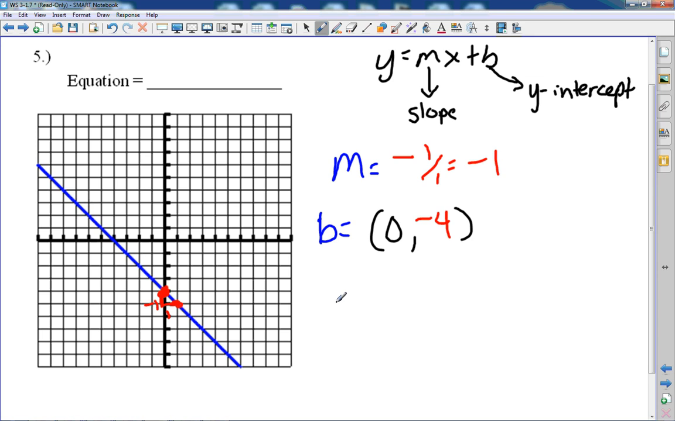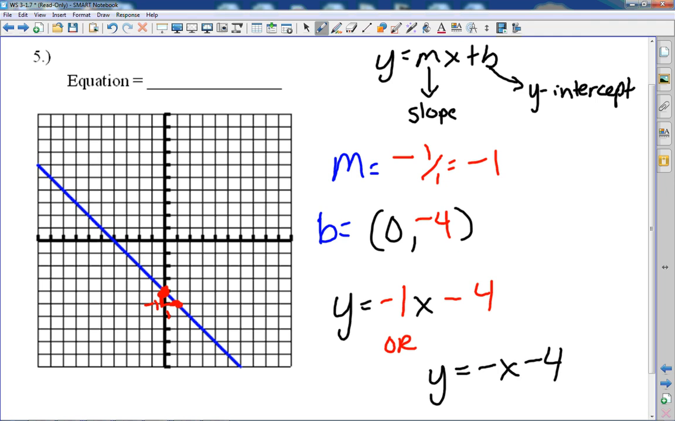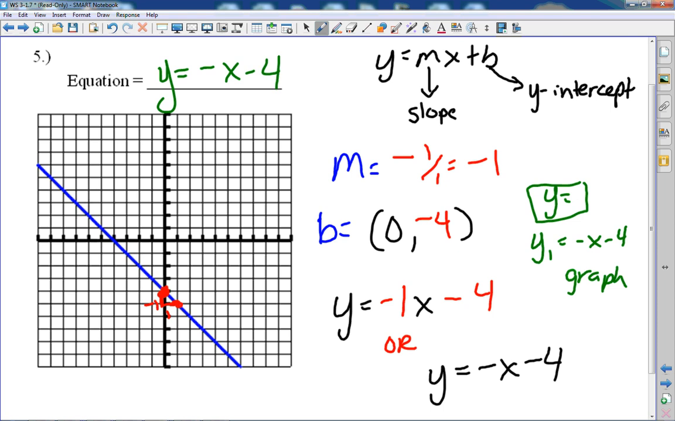-1 over 1 is -1. So my equation, y equals -1x minus 4. Or a better way to write that, y equals -x minus 4. Now go in your calculator, go to y equals, go into y1 and put in there -x minus 4 and press graph. Make sure that your graph looks like this. So my equation is y equals -x minus 4.